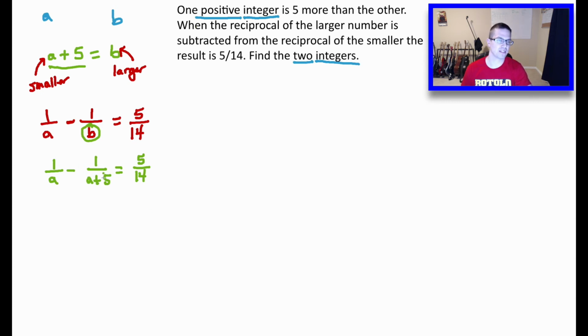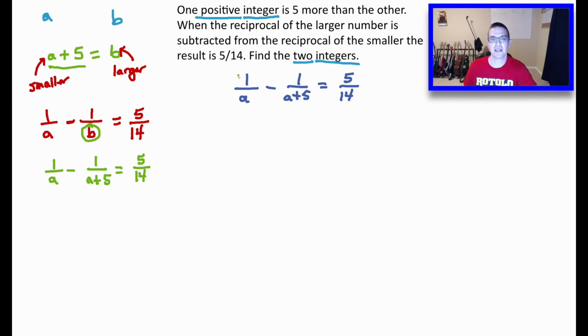This 1 over A minus 1 over A plus 5 is equal to 5/14. Okay, so the first thing I'm going to do is rewrite it over here. So we're going to have 1 over A minus 1 over A plus 5 is equal to 5/14. Okay, first thing I'm going to need to do is make it so I have common denominators here. So as you can see, we don't have that right now because we have A as a denominator here and A plus 5. Now you can't just simply add 5 to this because that's just mathematically illegal.